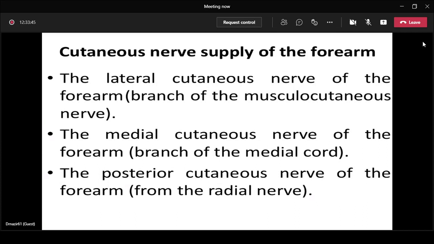So lateral cutaneous nerve of the forearm, which is a branch of the musculocutaneous nerve, and medial cutaneous nerve of the forearm, which is a branch of the medial cord of the brachial plexus, and the other one, posterior cutaneous nerve of the forearm, which is from the radial nerve. So musculocutaneous from the lateral cord, medial cutaneous nerve of the forearm from the medial cord, and the posterior cutaneous nerve from the posterior cord, rather the radial nerve. They are supplying the cutaneous innervation to the front of the forearm.